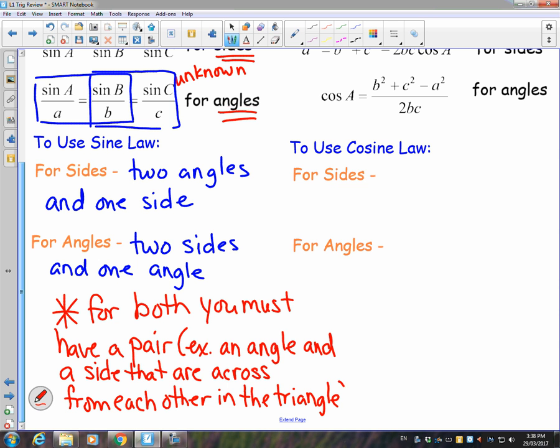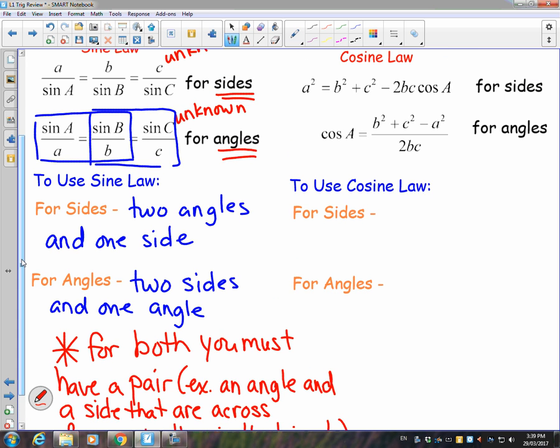So you've always got to make sure that when you're using the sine law, you have a pair, an angle and a side that are across from each other. This is why the formulas are labeled capital A, little a. Remember our diagram earlier, the side and the angle across from each other. The angle has the capital letter and the side across from it has the little letter. All right, cosine law. To use the cosine law to calculate a side, you need to know two sides.